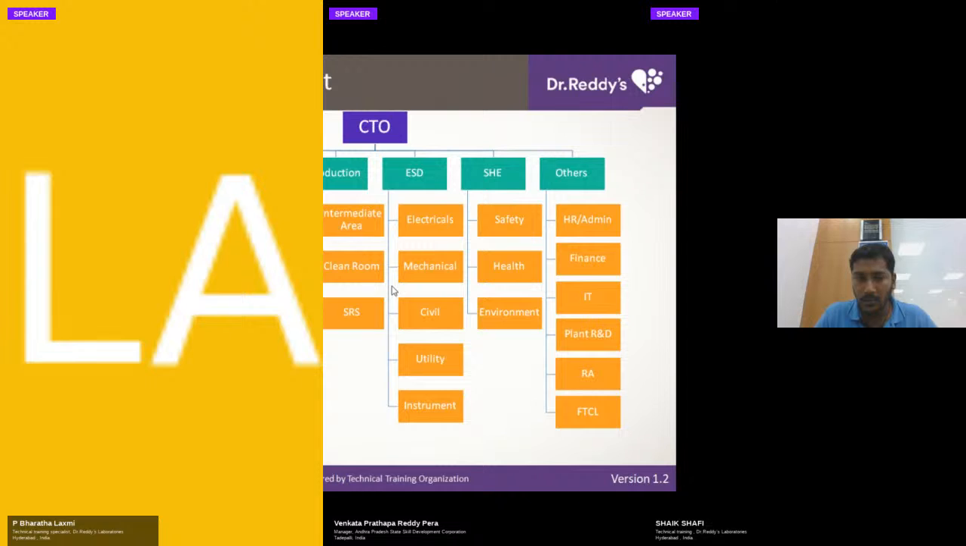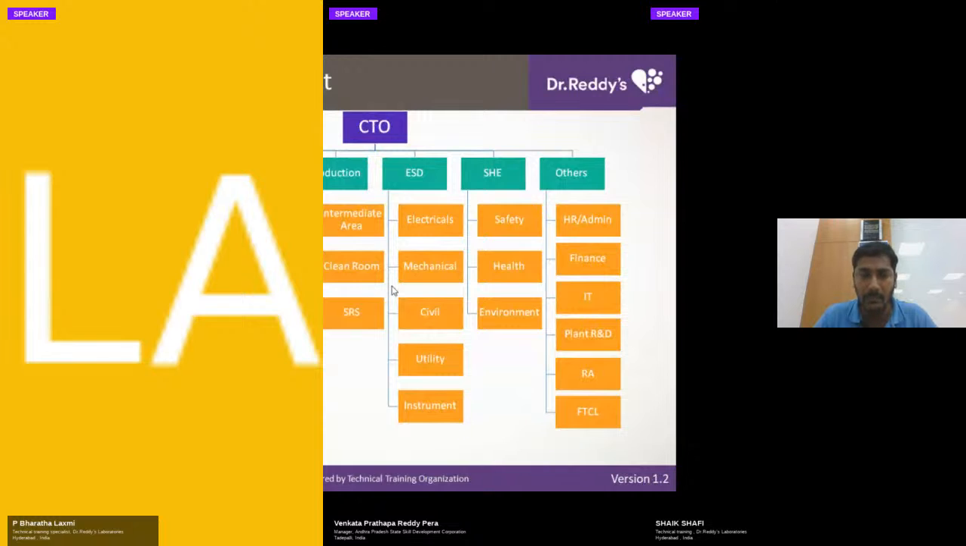Intermediate means we are manufacturing intermediate stages, which is further processed for API, that is intermediate. Then clean room, which we are manufacturing for final product API, that we say clean room. In clean room we do manufacturing of an active pharmaceutical ingredient. Then solvent recovery system: during the process we'll get different types of products, mother liquors. For the purification of that mother liquors, solvent recovery system is responsible.